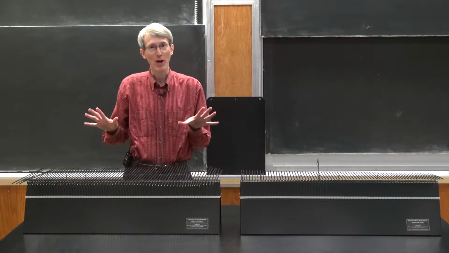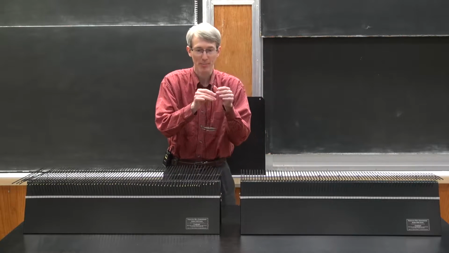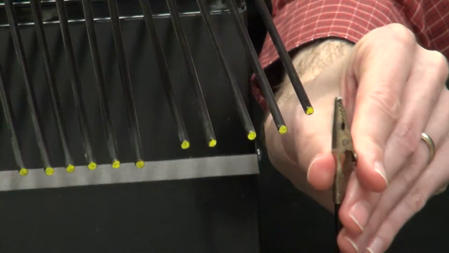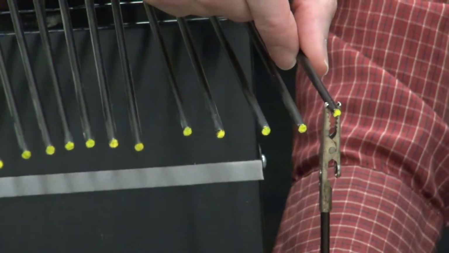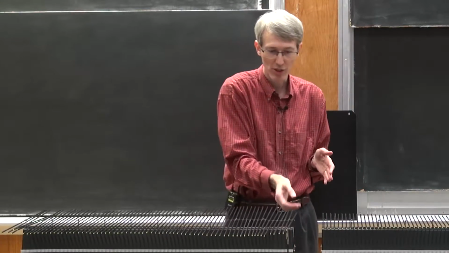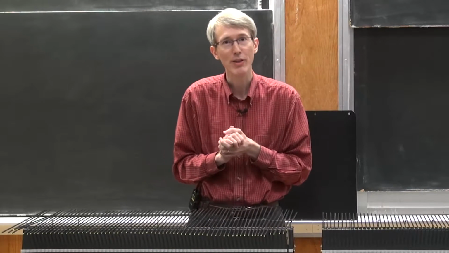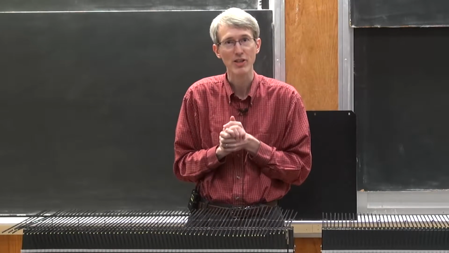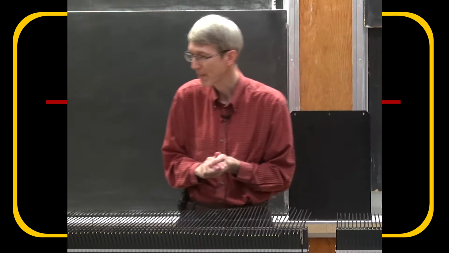OK, so we've seen one wave. Let me change things now. I'm going to take this clip and just clip this rod at the end. So that rod now can't rotate. It's fixed. And so I've changed the boundary condition, the condition of what happens at the edge of this wave medium here. So now what do you think is going to happen if I launch the same kind of wave? Does the wave just stop there? Or does it still reflect? Let's see.